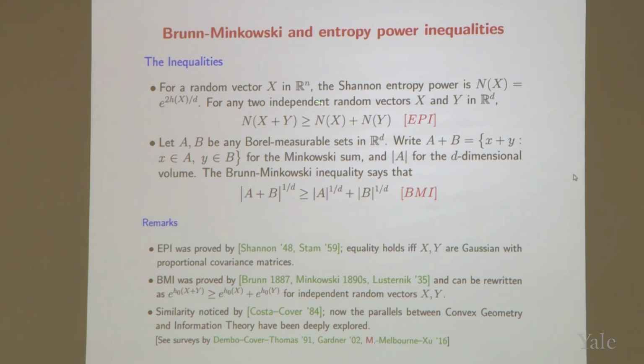So what's the intuition behind the entropy power inequality? One way to think about it is to draw an analogy with the Brunn-Minkowski inequality, which is an inequality in the geometry of sets in Euclidean spaces. If A and B are Borel sets in R^d, and we write A plus B for the Minkowski sum, that's the set of all vectors x plus y, where x comes from A and y comes from B, and we use modulus for the d-dimensional volume, the Brunn-Minkowski inequality says that the volume of A plus B to the 1 over d is super additive. This is an absolutely foundational inequality for geometry, and it was proved by Brunn in 1887 and Minkowski in the 1890s for convex sets, and by Lusternik in 1935 for general Borel sets.